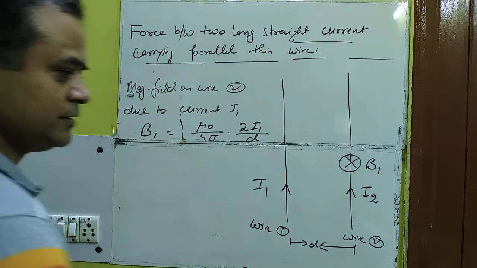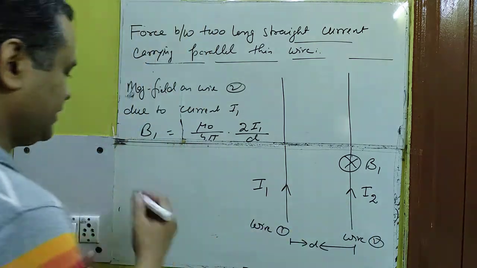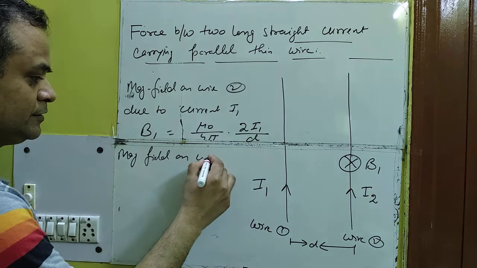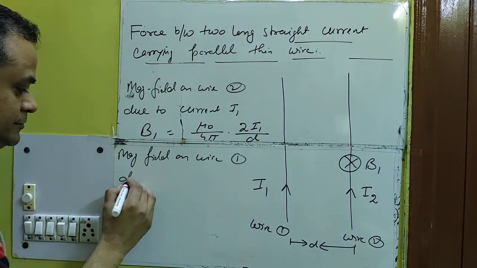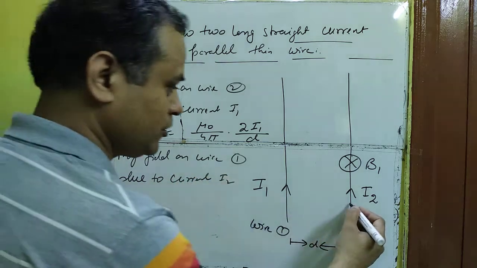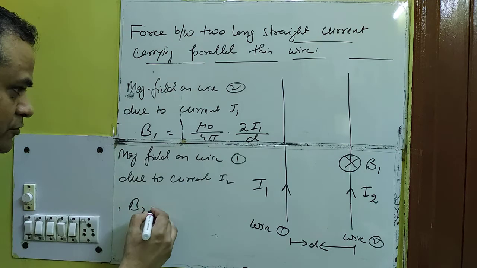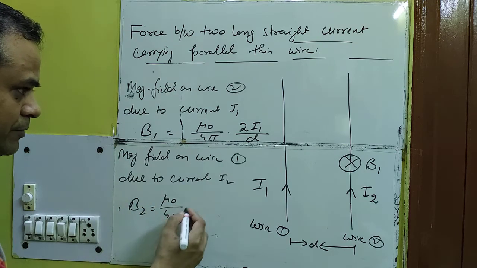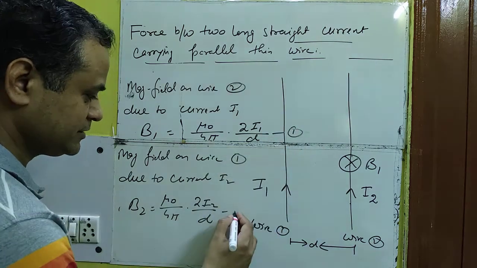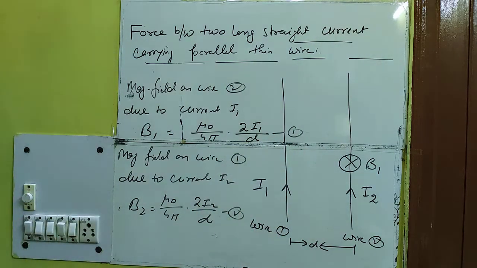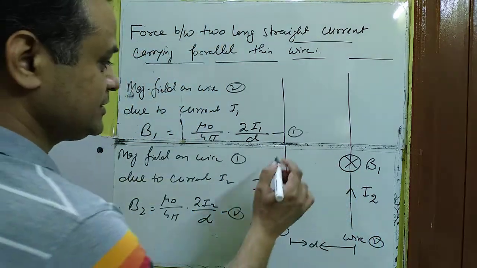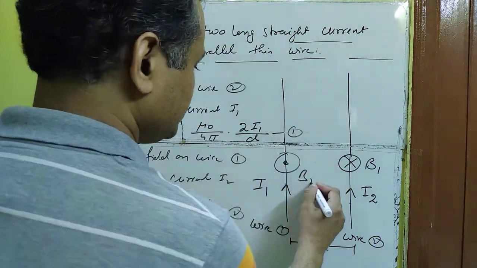In the same manner, magnetic field on wire 1 due to current I2 is, what is the value? Mu naught upon 4 pi into 2 I2 by d. This one is equation number 1 and this one is equation number 2. So because of this wire, the magnetic field is inward, and because of this wire, the magnetic field is outward. So this is the magnetic field.